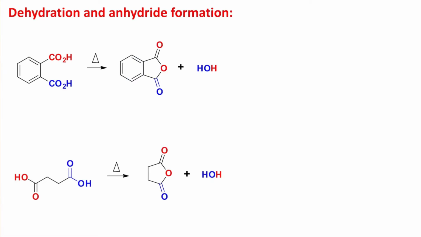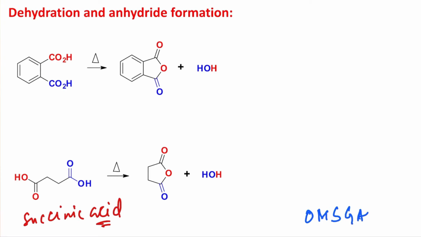Now dehydration and anhydride formation, and in this way the next analog. Okay, so remember OMS, sorry, not glutaric acid, I made a mistake, this is actually succinic acid. So this is succinic acid, and this mnemonic device is very good: OMSGAP, oxalic, malonic, succinic, glutaric, adipic, pimelic.